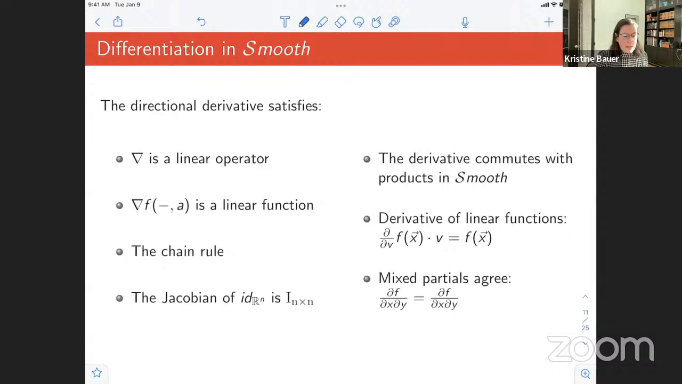So the first thing is that the directional derivative itself is a linear operator, meaning that if I take the directional derivative of a sum of functions f and g, this is the same thing as the directional derivative of f plus the directional derivative of g. Secondly, the directional derivative is linear in the direction variable. So in other words, if I take my directional derivative and I look at a direction which is a sum of vectors v and w, this is the same thing as the sum of the directional derivatives.